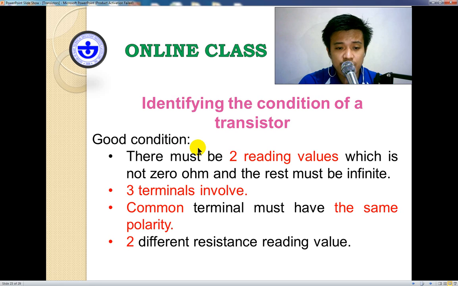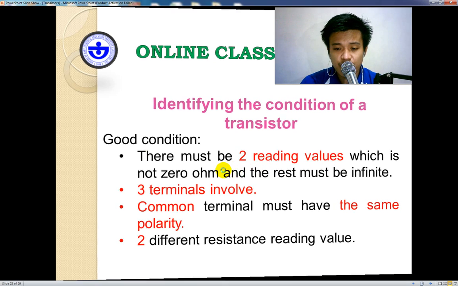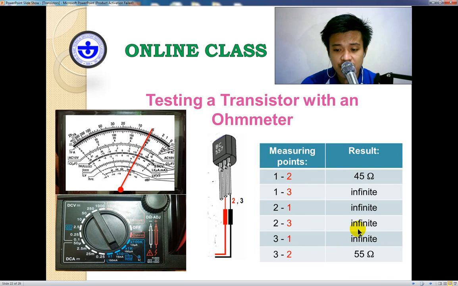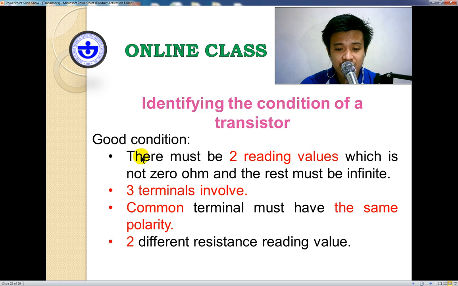Now, we will start first on the good condition. So there are things to remember. When can you say that the condition of your transistor is good? The first one is there must be two reading values which are not 0 ohm, and the rest must be infinite. So there must only be two resistance readings. Going back to our table, there are two readings. So that's eventually saying that the first statement here is correct.